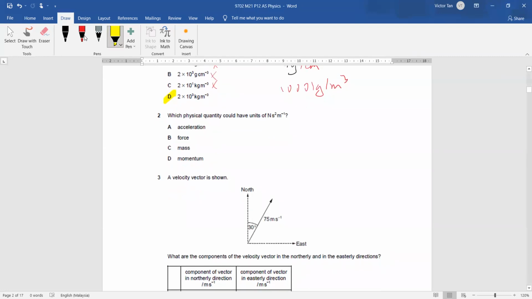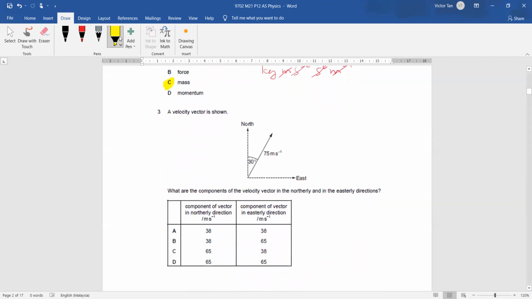Which physical quantity could have units newtons second squared per meter? So a newton is kilogram meters per second squared. So you multiply by second squared and meter to the power of -1. This cancels off and you have mass, kilograms.